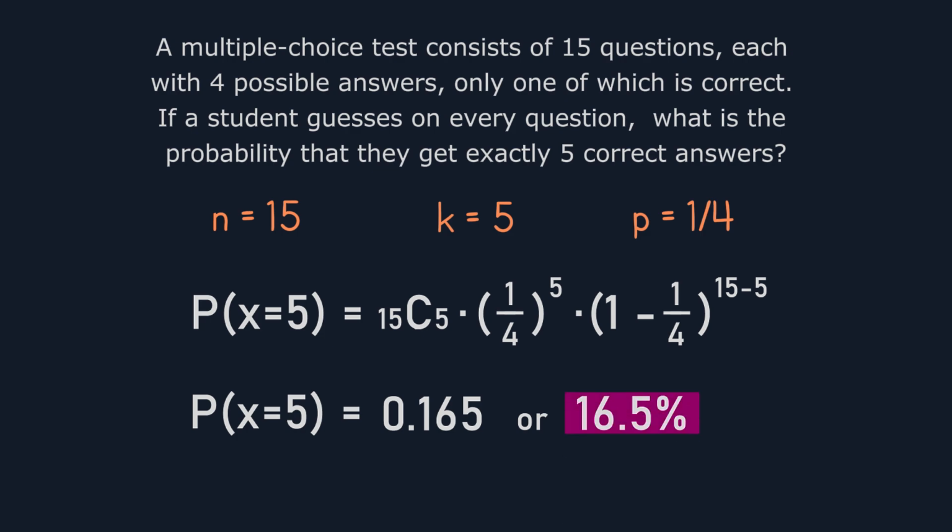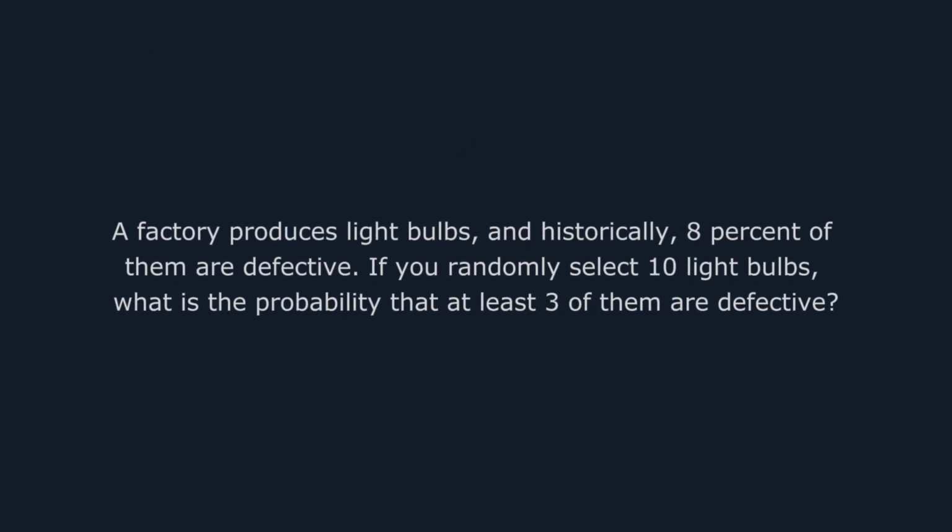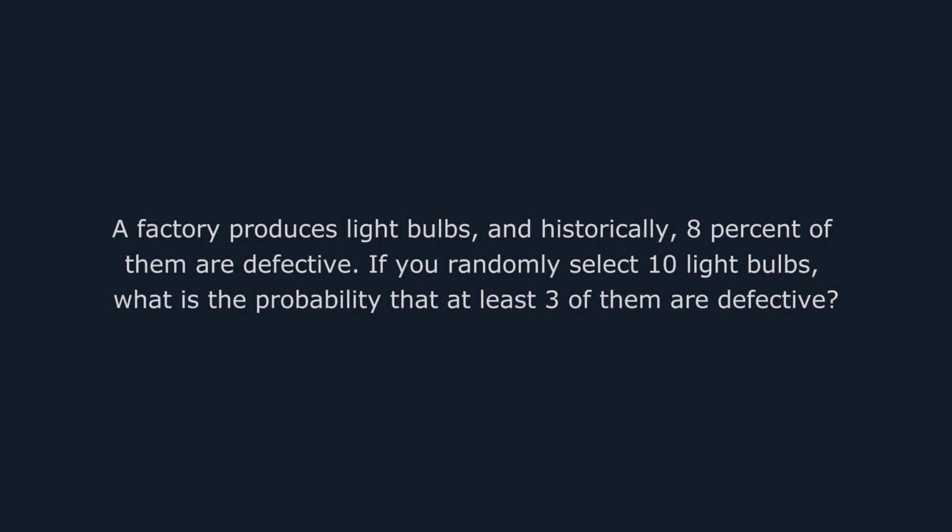Let's crank it up and answer this problem. A factory produces light bulbs, and historically 8% of them are defective. If you randomly select 10 light bulbs, what is the probability that at least 3 of them are defective?